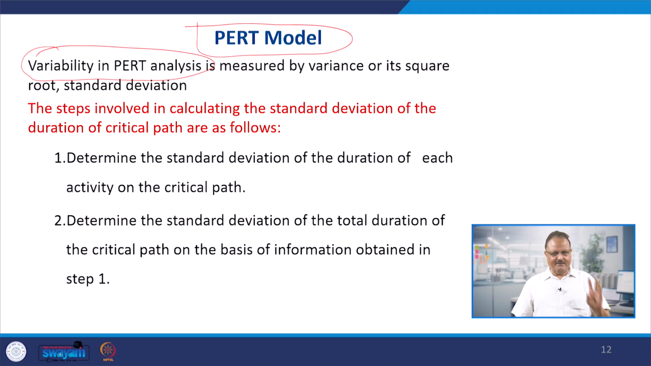In the PERT, you see, we have multiple time estimates. We have the TO, TM and TP, right? So we have to take the average of that. So we have to calculate the expected time. But ultimately, expected time is also just expected time. That is not the final time.